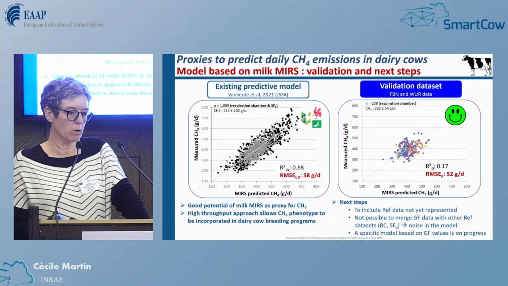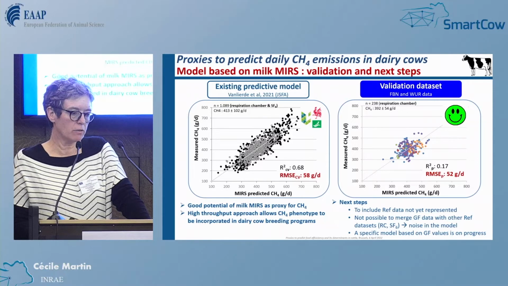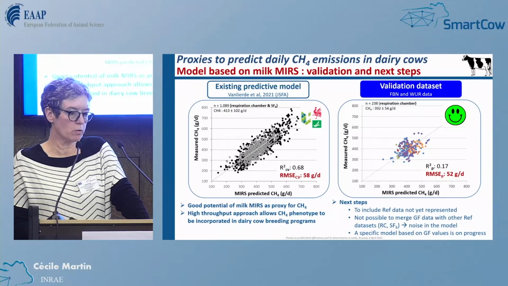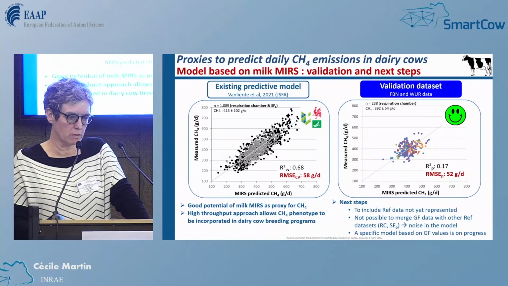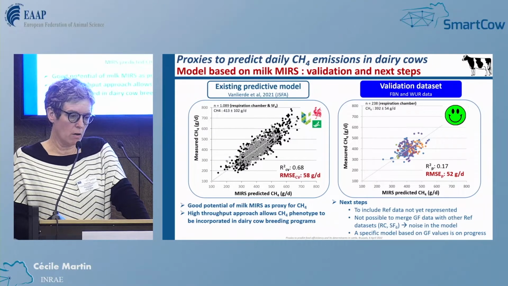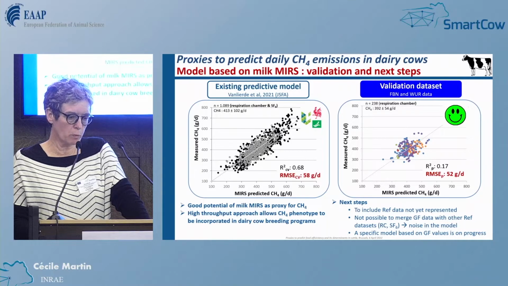So that's a good point, which confirms the good potential of milk mid-infrared spectra as a proxy for methane emissions, and the high throughput approach allows methane phenotype to be incorporated in dairy cow breeding programs. The next step on this proxy is always to include more reference data not yet represented in the database.